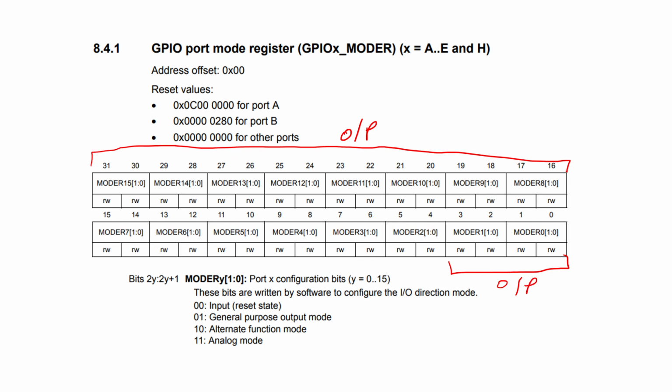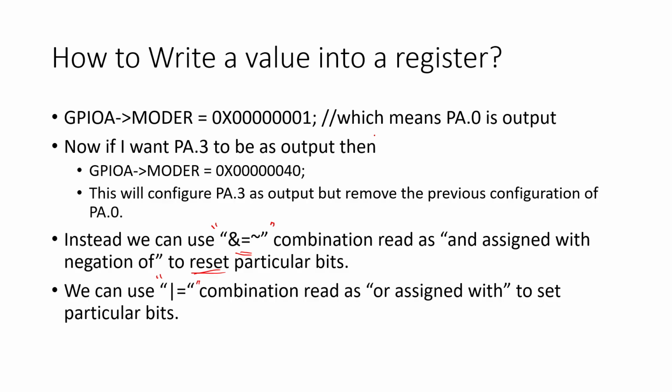Before configuring them as output, if you are properly following the series, I mentioned whenever you want to configure a register, first you have to reset it. The reset state of this register is 0 0. To bring them into reset state, we'll be using AND equal to negation of combination and put all the pins we are intending to make 0 as 1. So if you keep all these as ones, 1 1 1 1 and 1 1 1 1 1 1 1 1, you'll get 4 Fs and here you'll get an F. So that is what we will be doing.